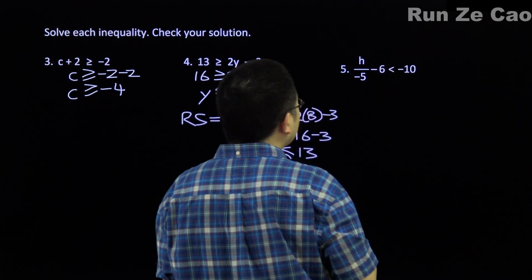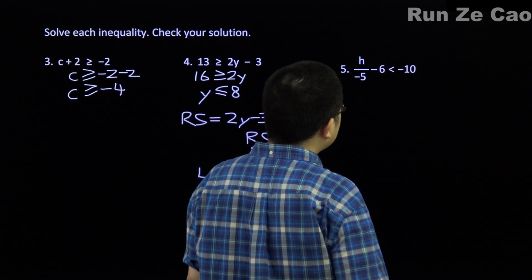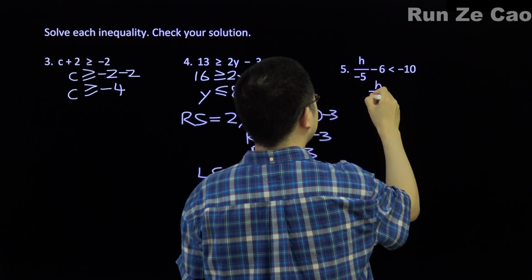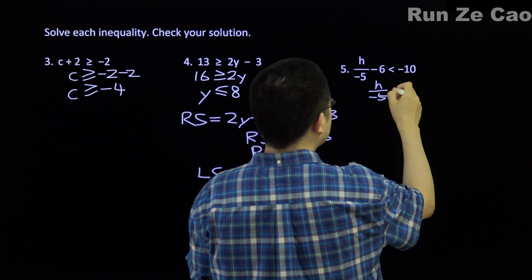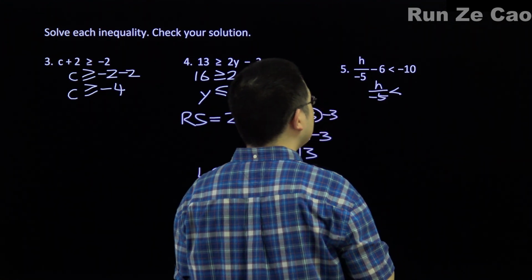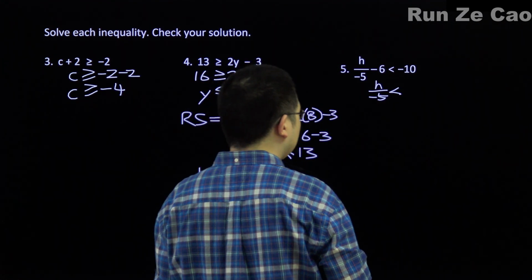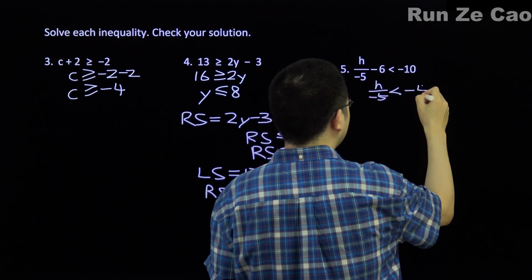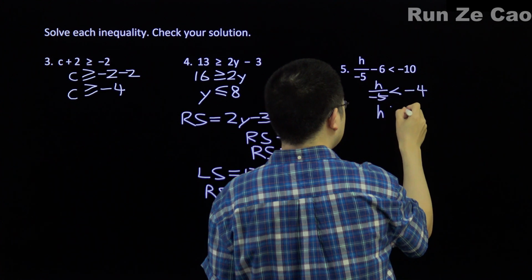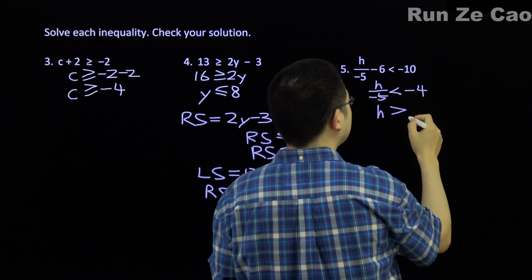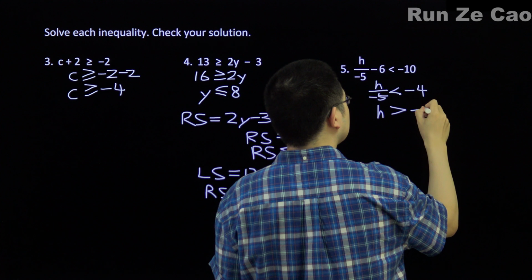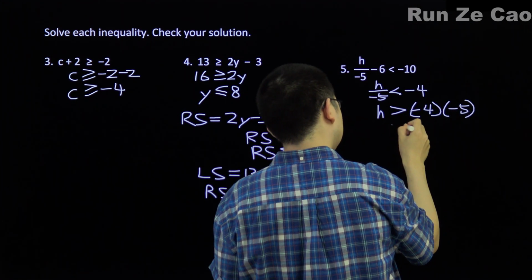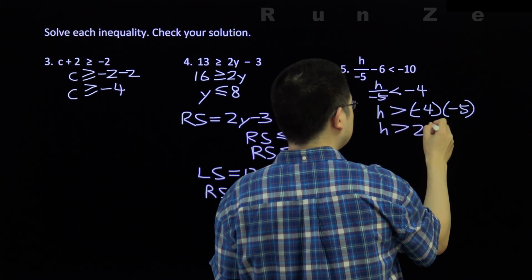Here, h over negative 5 minus 6 is less than negative 10. Okay, so h over negative 5 is less than negative 10 plus 6. So negative 10 plus 6 is going to give us negative 4. So h is greater than negative 5 times negative 4. You know what? I'm just gonna write that out for everybody's benefit. And h is greater than 20.